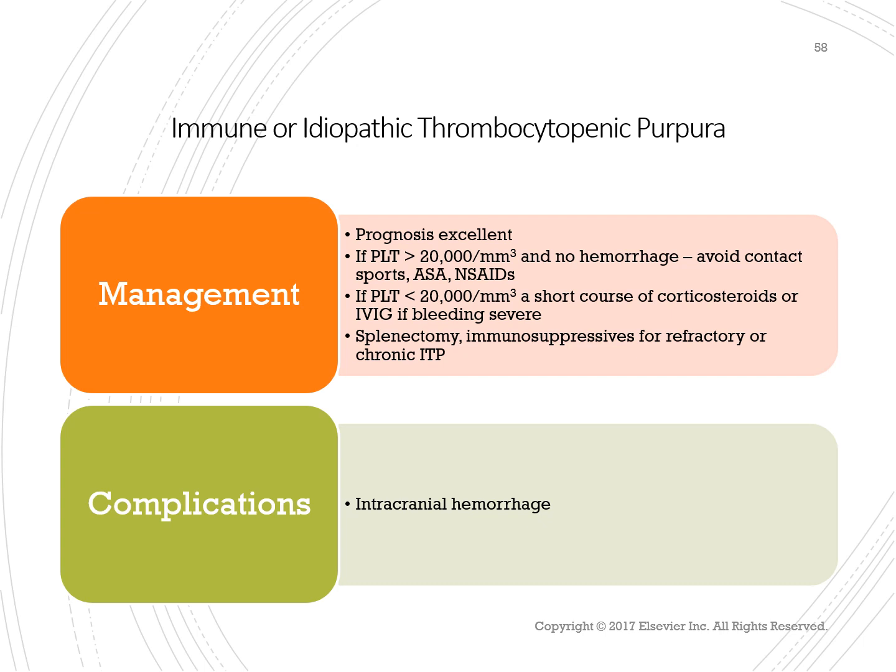Management, usually the prognosis for this is excellent because, again, usually it's kind of self-limiting. But if the platelet count is greater than 20,000 and no hemorrhage, then we just tell them to avoid contact sports, aspirin, and NSAIDs. But if the platelet count's less than 20,000, then they're usually going to get a short course of corticosteroids or IVIG if the bleeding is severe. They may require splenectomy, immunosuppressives for refractory or chronic ITP. And complications that we would see with this are intracranial hemorrhage. And so again, that's why we tell them to avoid contact sports.